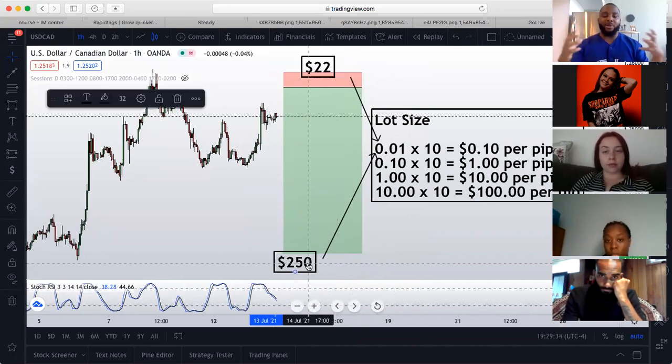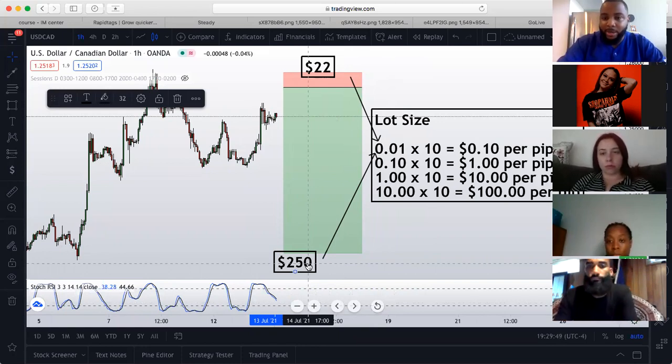So here's why I tell people it's very important to understand the more capital you have in your account, the more money you can make. The same trade you take to make $2, the same trade you're going to take to make $2 million. The only thing that changes is the lot size, ladies and gentlemen, okay?